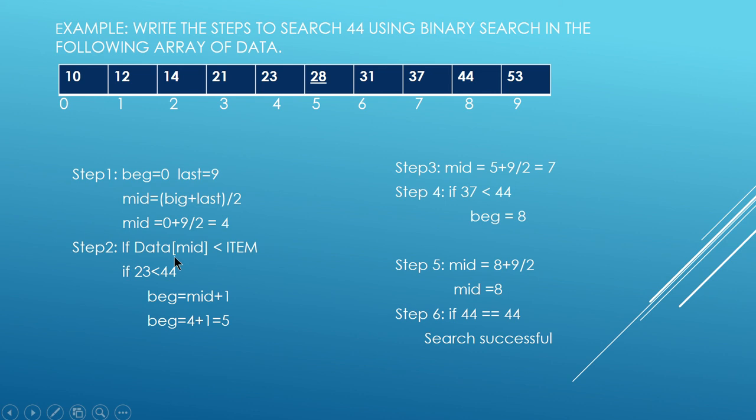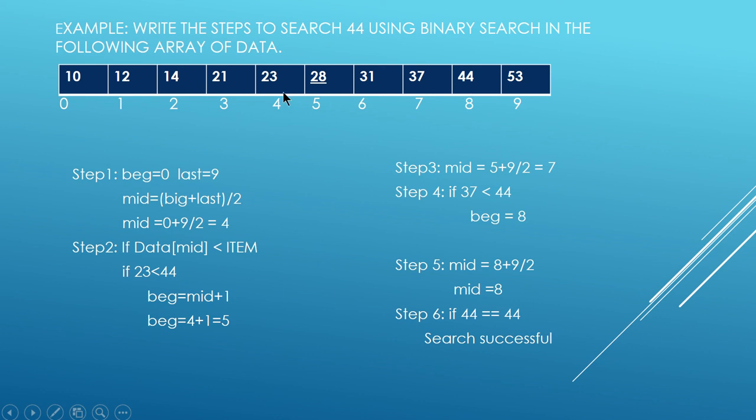Okay, so if data of mid is less than item, what is data of mid? So this is the array, this is the list data. Data of mid is data of 4. What is there in the fourth index? 23. Is 23 less than 44? Yes, it is. That is your item that you are checking for. So that is present in the second half. It is greater than the mid element. So in that case, 44 is greater than 23.